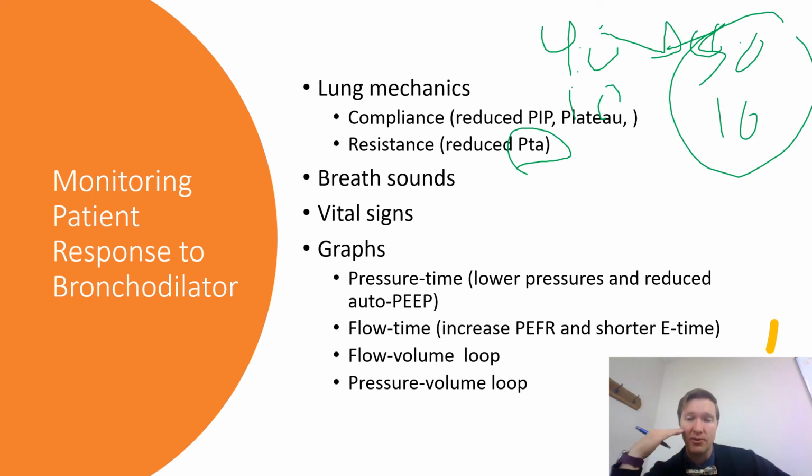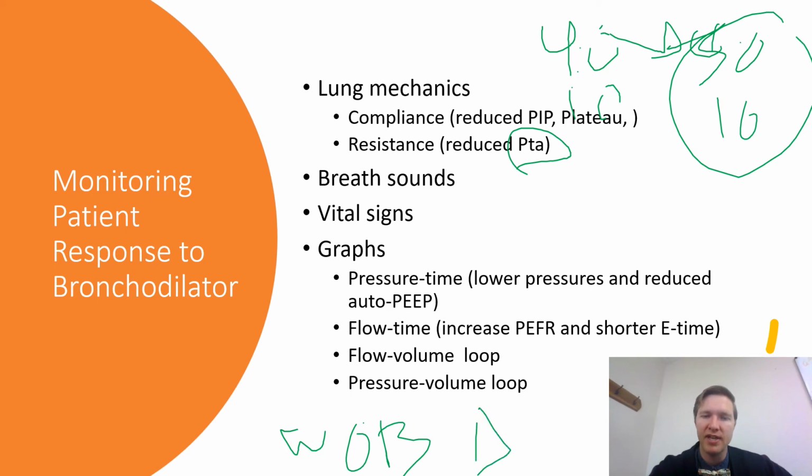Did their heart rate actually go down because now they have relief from it? Did their respiratory rate, if they're over triggering, slow down, right? Did their blood pressure go down because now they're not having to work as hard to breathe? Did their work of breathing change? It's not even on this slide here, but add work of breathing.